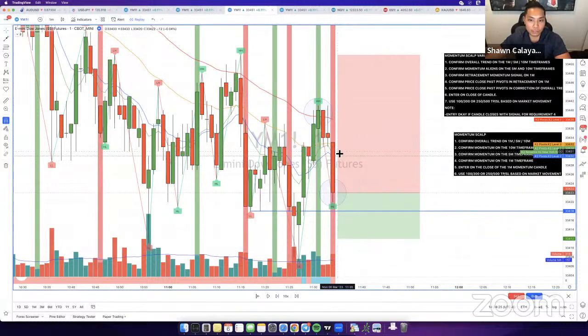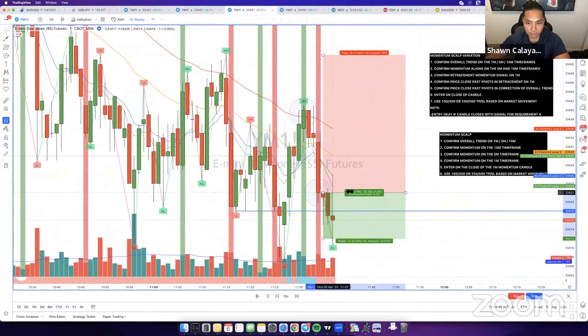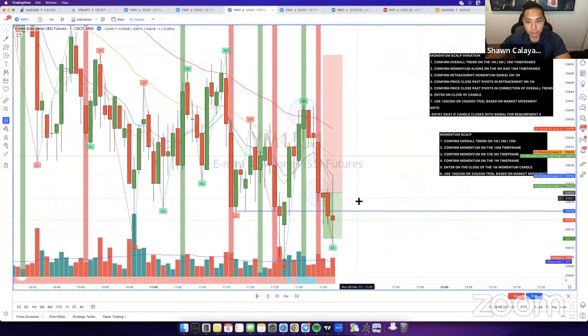Another confluence that you have here is that it's both a momentum scalp and momentum scalp variation. Also, you can see that the momentum scalp failure right here hit TP. So it'd be alignment with all the strategies. On top of that, you have volume here that is above average. So you got a lot of confluences here. And let's see if it plays out. So it actually does play out. It's a full TP.